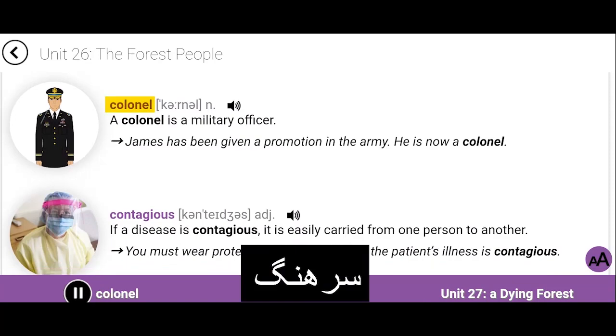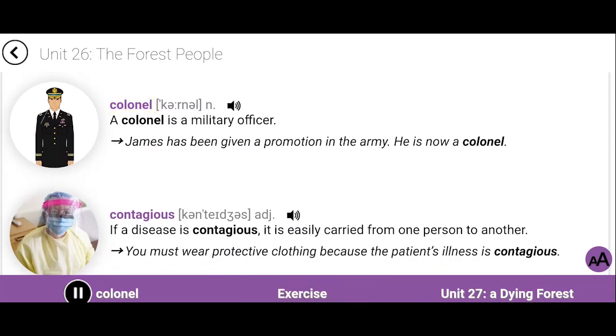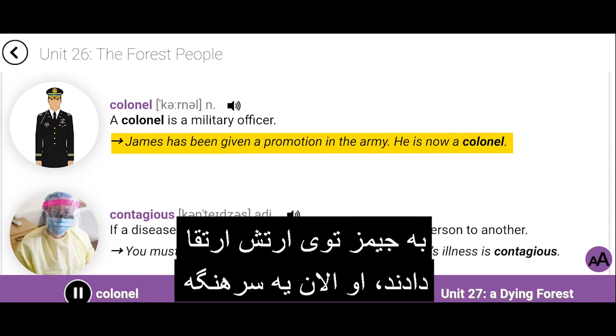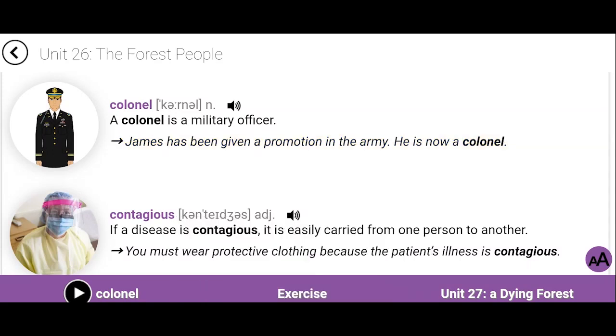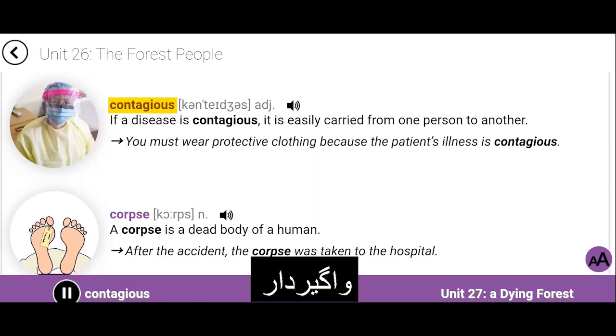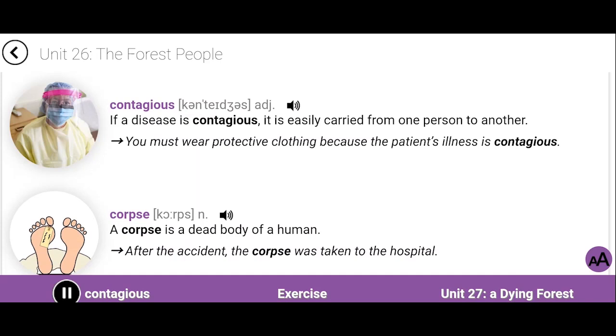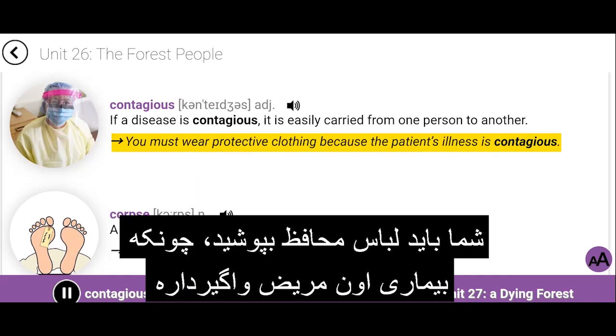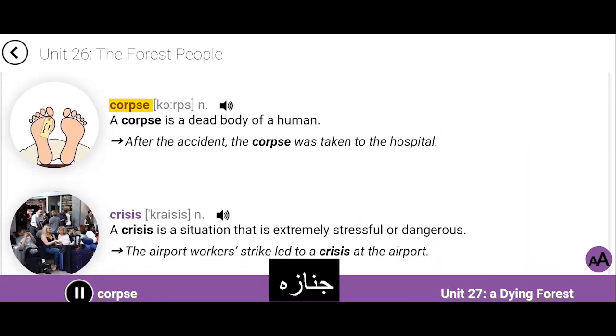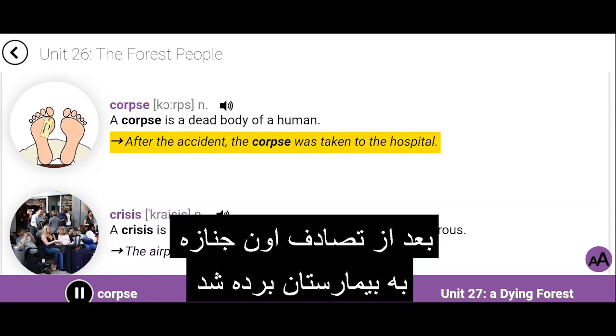Colonel. A colonel is a military officer. James has been given a promotion in the army. He is now a colonel. Contagious. If a disease is contagious, it is easily carried from one person to another. You must wear protective clothing because the patient's illness is contagious. Corpse. A corpse is a dead body of a human. After the accident, the corpse was taken to the hospital.